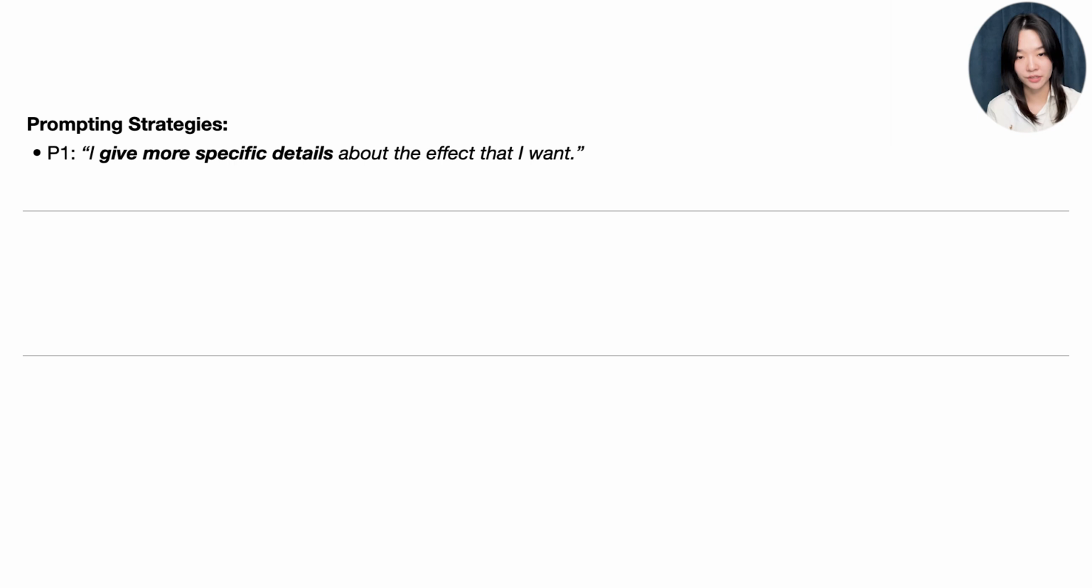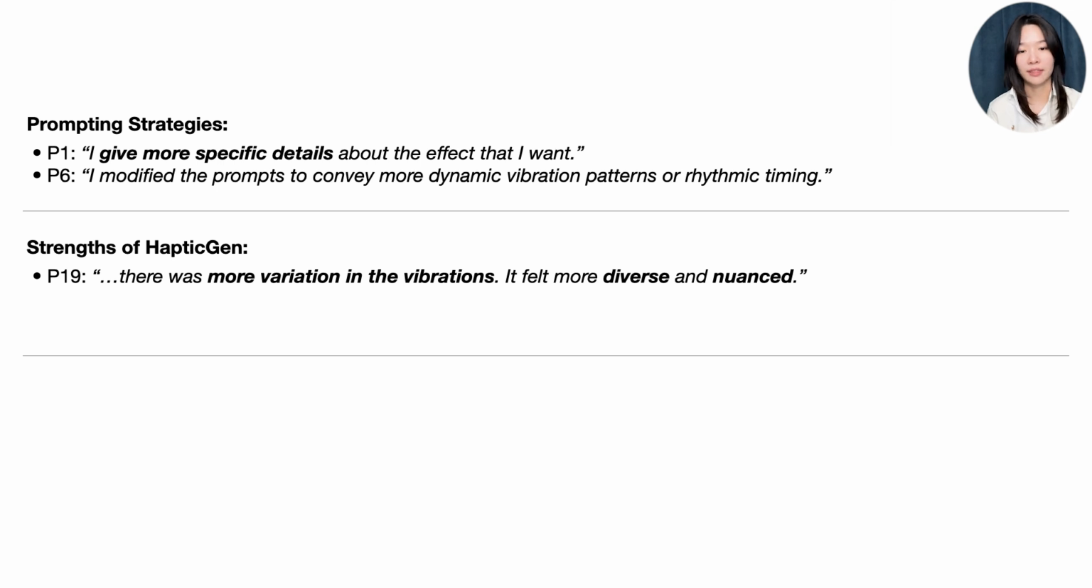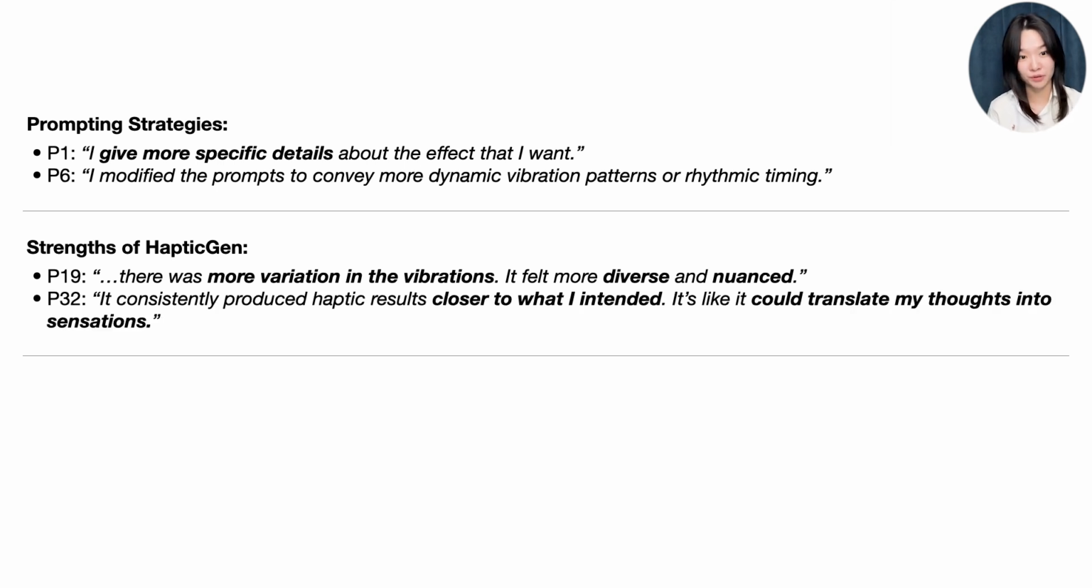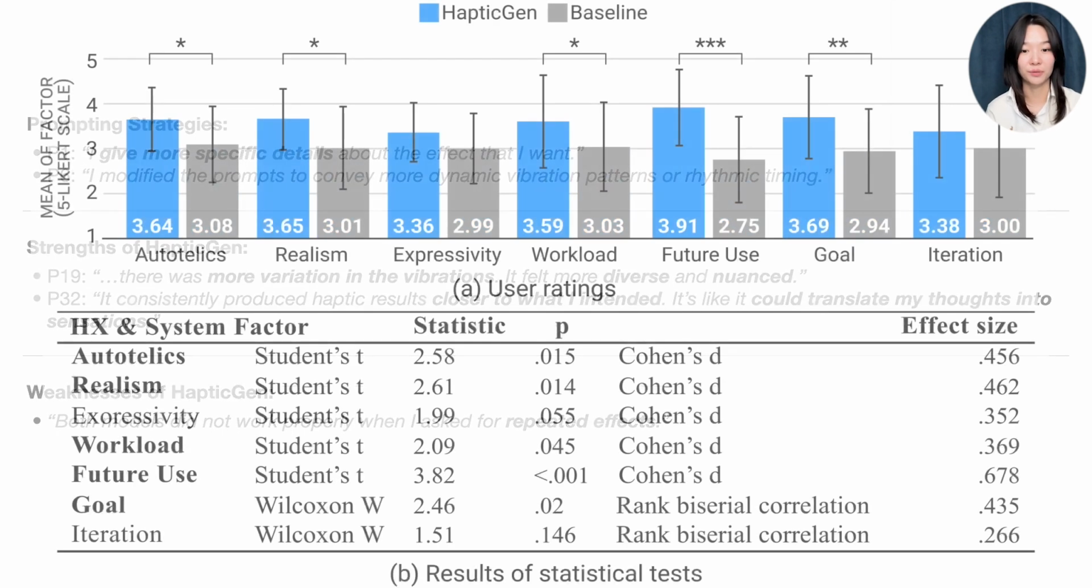Participants also mentioned that giving more detailed prompts or emphasizing rhythm helps generate better vibration. And they also appreciated that our model produced more varied and nuanced vibrations, which closely matched what they had imagined. Some even mentioned it felt like the system was translating their thoughts directly into tactile sensation. However, there were limitations, especially when participants asked for precise or repeated vibration patterns. This is something that we will address in future work.